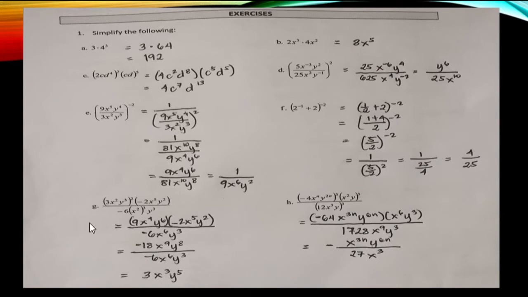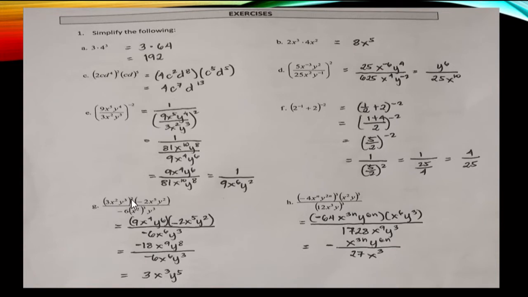Next, 3x squared y cubed quantity squared times negative 2x to the power of 5y squared all over negative 6 times x squared cube y cube. So, to simplify this, we distribute the exponents to each coefficient.